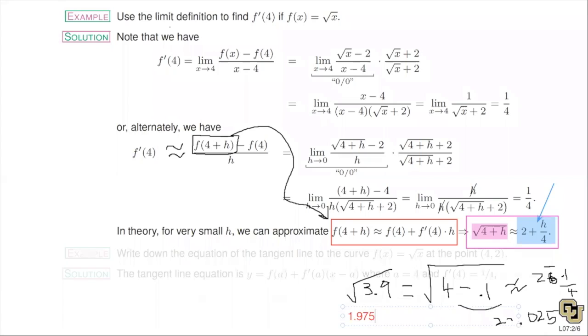No hands, just boom, no calculator. Anyone out there with a calculator? Can you give me an approximation? What's the square root of 3.9 in your calculator? Anyone? Anyone?